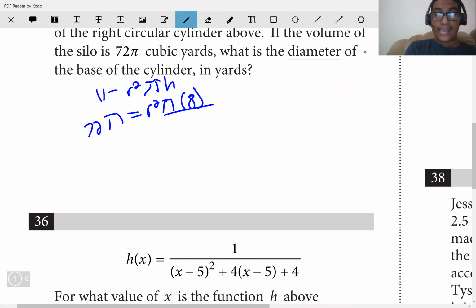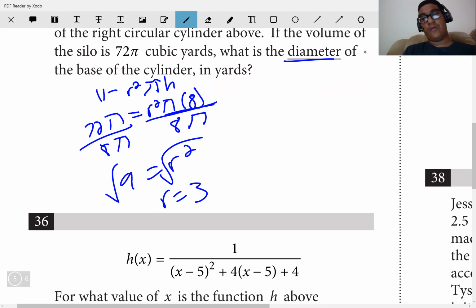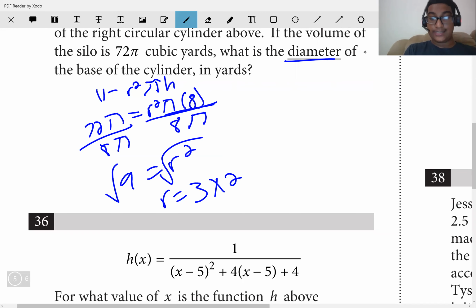So let's divide both sides by 8 pi. That gives us 9 equals r squared. And if you square root both sides, r equals 3. But remember, we're trying to find the diameter, which they already helpfully underlined for you. But if they don't underline it, that's when they may be trying to trick you. So you should always check for what it's asking for. So the diameter is 2 times this. So the diameter is 6.